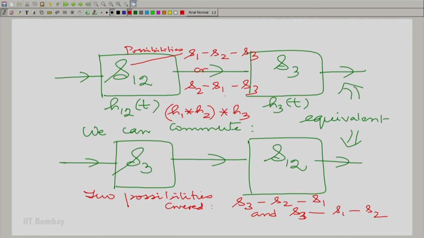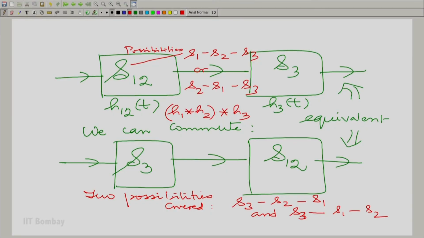You could have S1 followed by S2 and then followed by S3, or S2 followed by S1 followed by S3. Now, there are two more permutations that we need to worry about, where essentially S3 comes in the middle. Now, how can we get S3 coming into the middle? Here we now have to invoke associativity on the convolution of the impulse responses. So, let us do that.